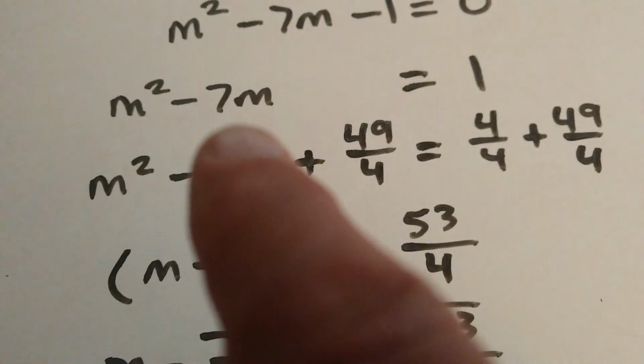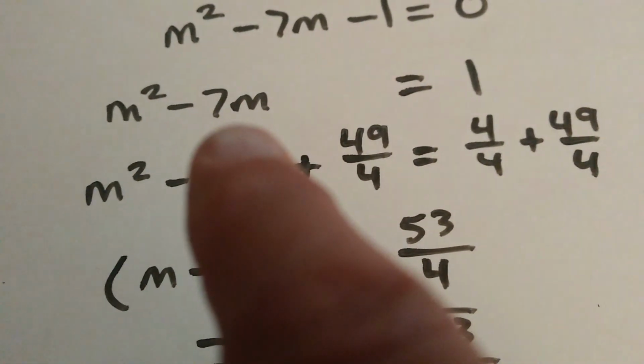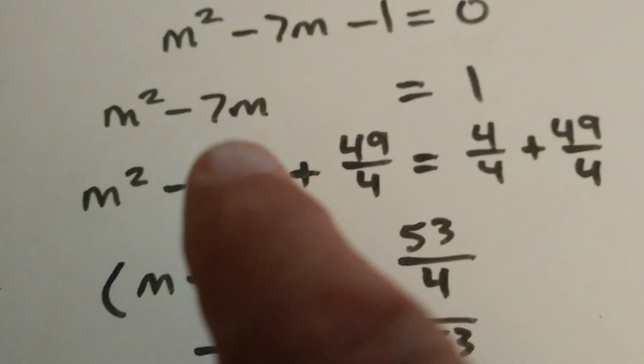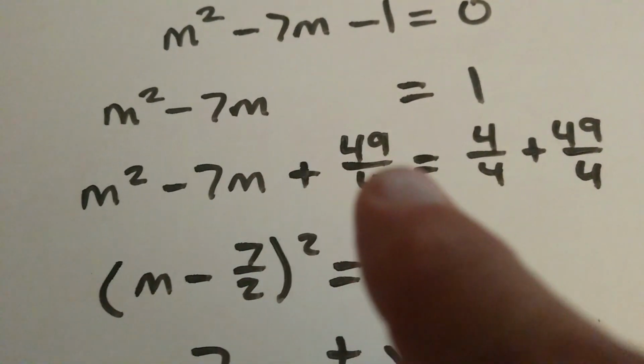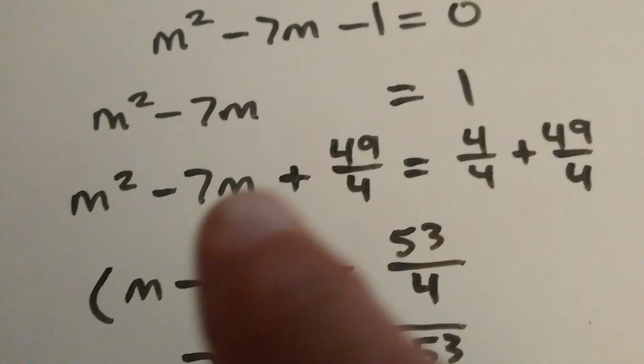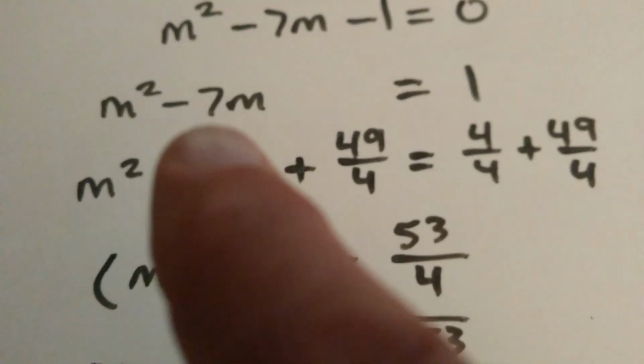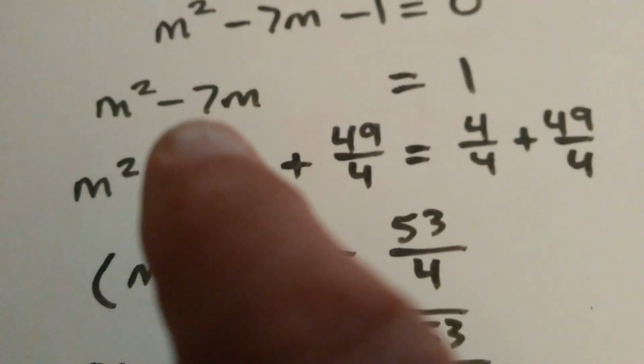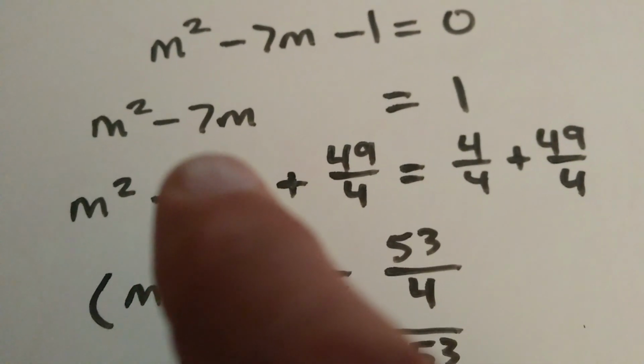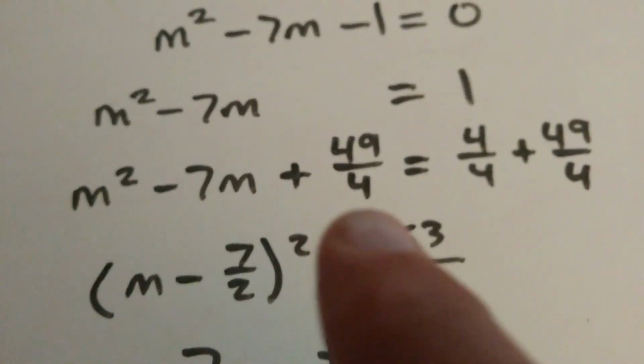I now take half of the middle term. So half of 7 is 7 halves, and then I square it. Squaring 7 halves, I get 49 fourths. So let me go through that again. Completing the square is taking the middle term, the middle coefficient, taking half of it, and then squaring it.